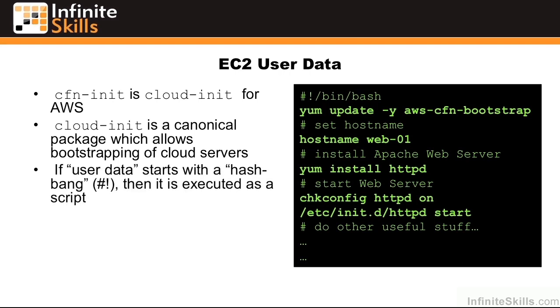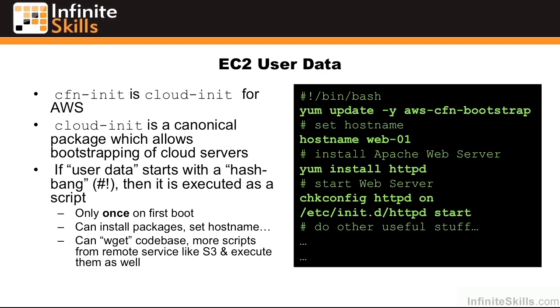cfn-init says that if user data starts with a hash bang, as we see here, it's going to execute the whole rest of the code as a user, only on the first boot, and it can install packages, set host names, and do wget of codebase and other scripts. This is how we can get around that 16K limitation. We could just wget a script from S3 and run that as well.